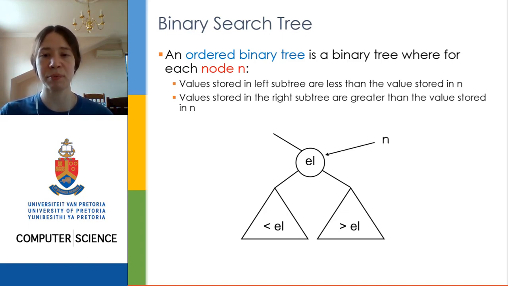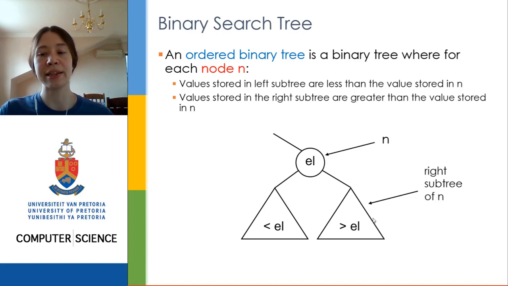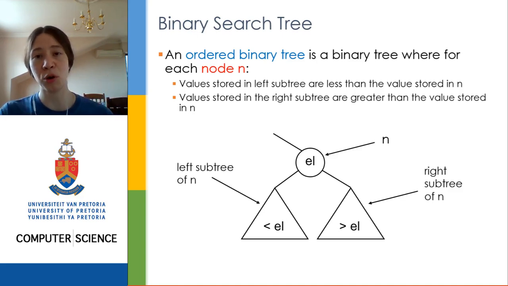So if we store some n in that node, we will say that the entire right subtree of n, so all the nodes that you find on the right-hand side of n, must store values that are greater, and for the left subtree, the opposite is true. Only values smaller than the element can be stored in this left subtree.